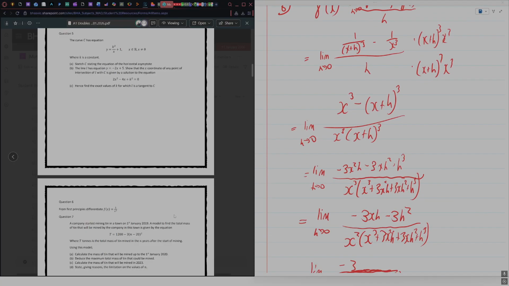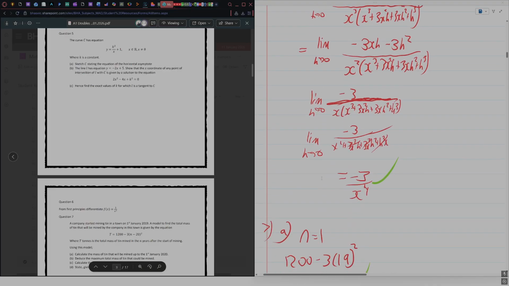Because a lot of the time, when they give you harder first principles questions, you don't really know what you're doing. So you kind of keep going until it works.